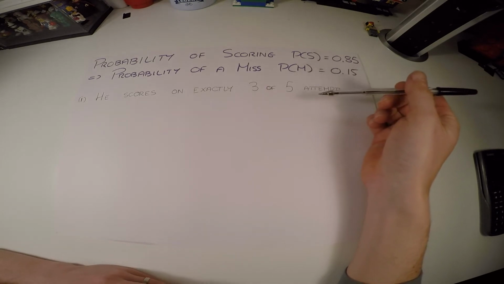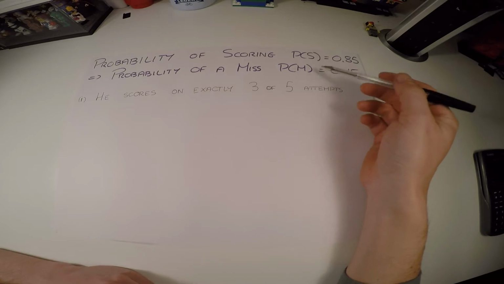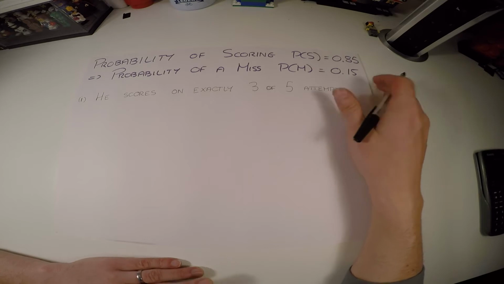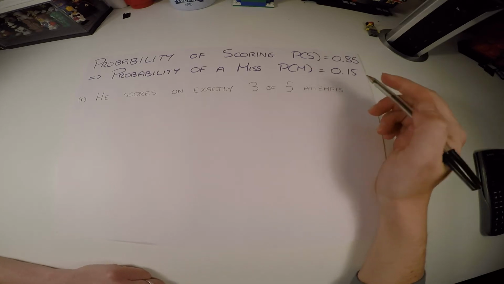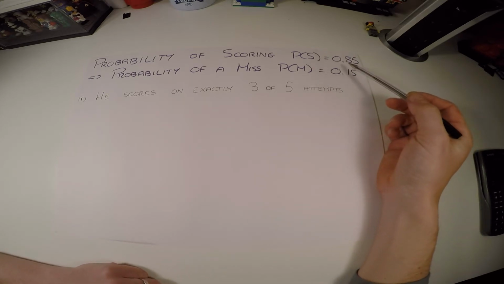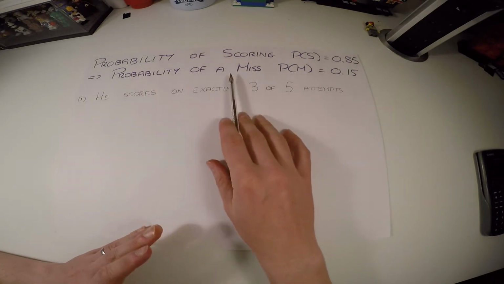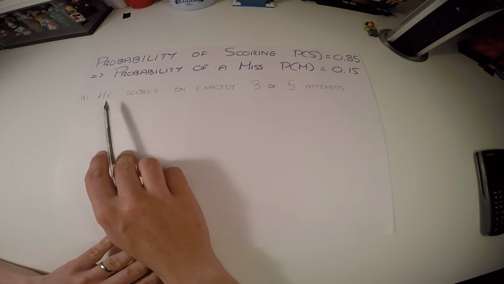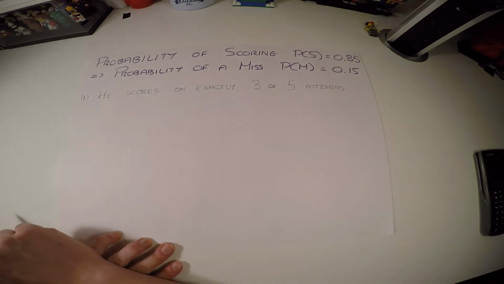I'm just going to work this out using my own method, which I think is straightforward, and you don't need to remember any formulas with difficult notation. If we know the probability he scores is 0.85, that implies the probability he'd miss is 0.15, or 15%. So what about this? He scores in exactly 3 of 5 attempts.